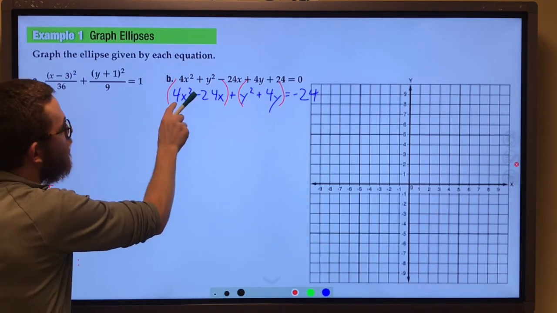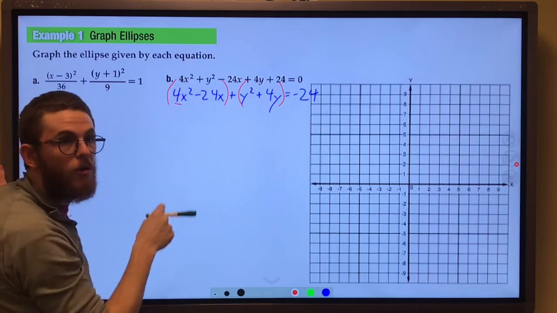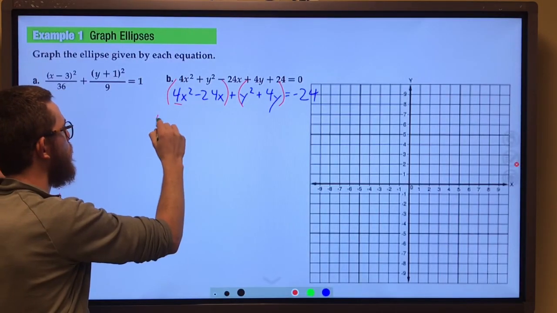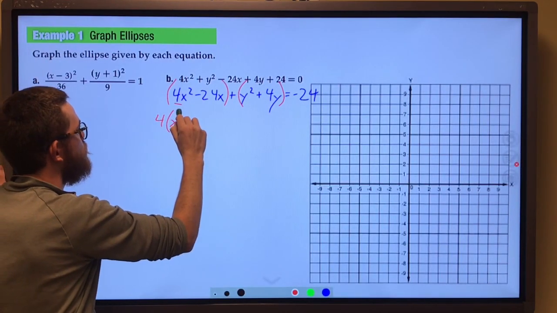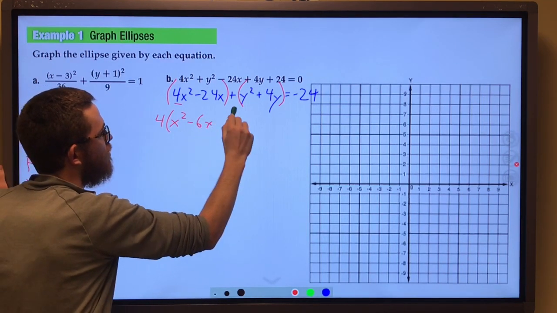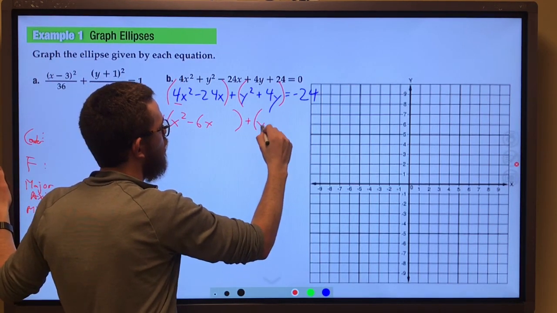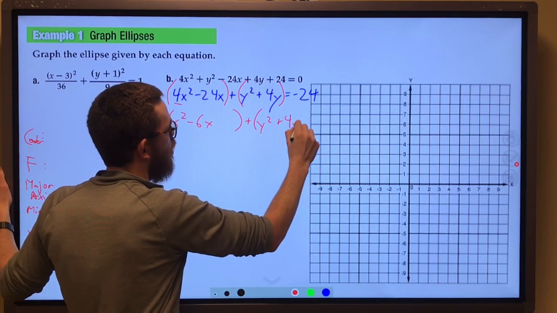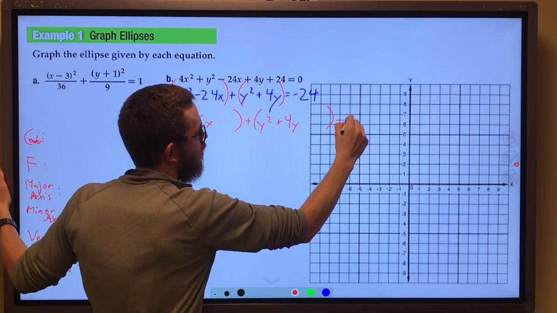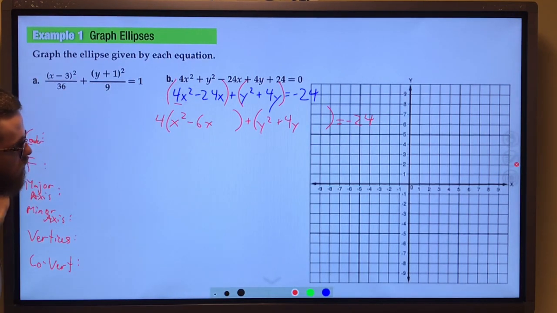I'm going to group the x's, I'm going to group the y's, and I do need to pull out that 4 from my x's because I don't have a coefficient. I need a coefficient of 1. So that leaves me with x squared minus 6x. I'm going to leave some space in there. Leave some space in there too.